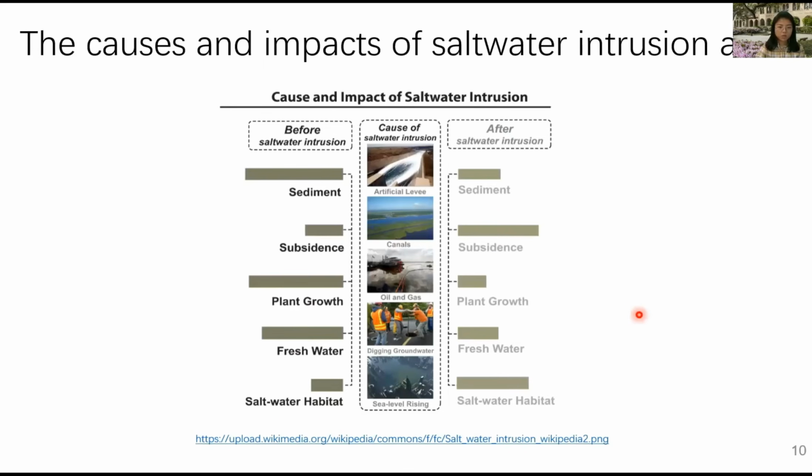After saltwater intrusion, sediments will decrease and land subsidence will increase. Plant growth will be limited, and there will be less fresh water to be consumable. The saltwater habitat, however, in this case, will increase.